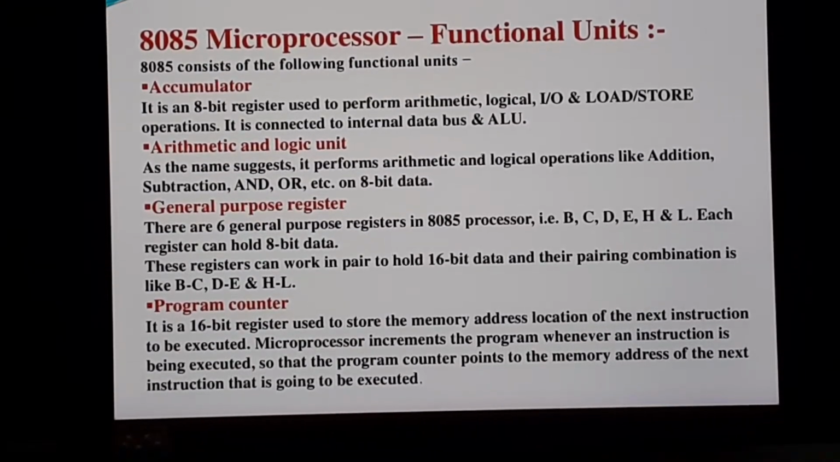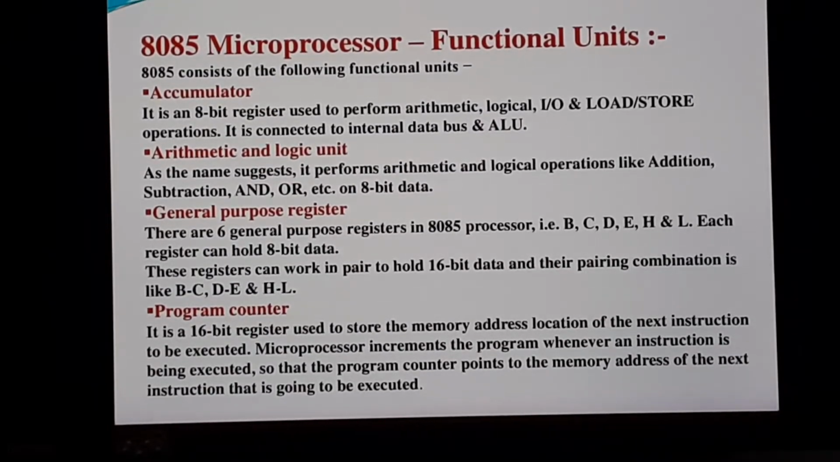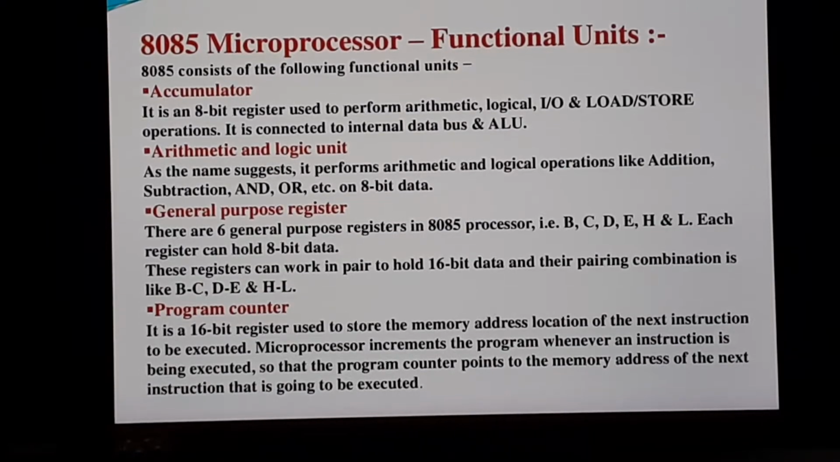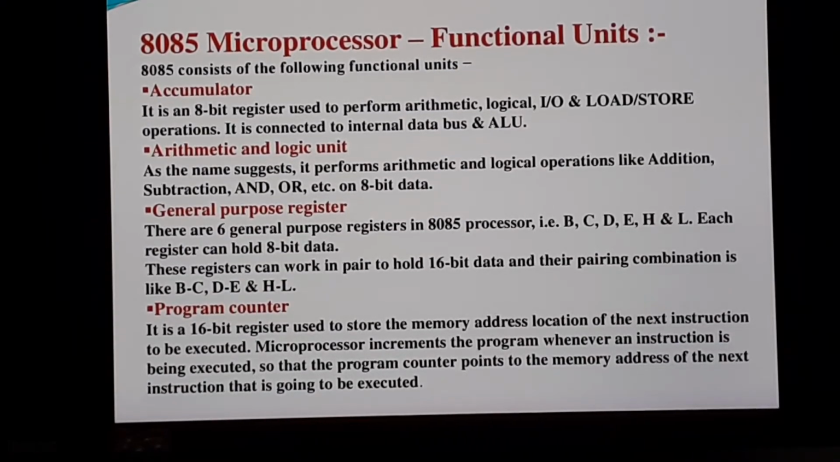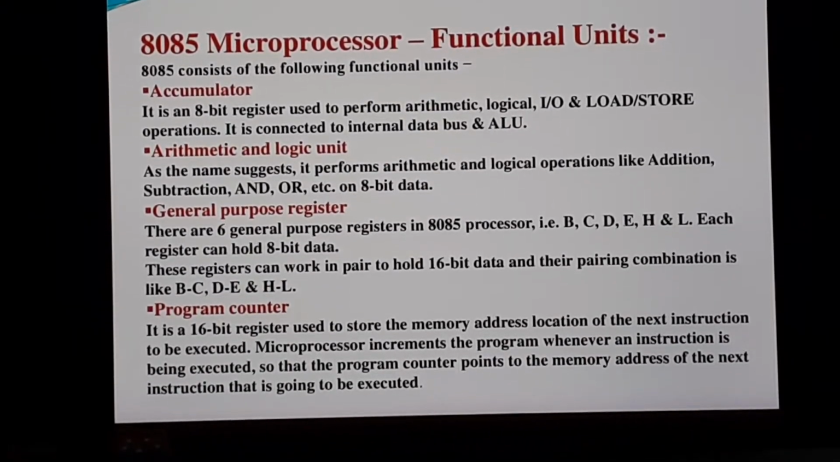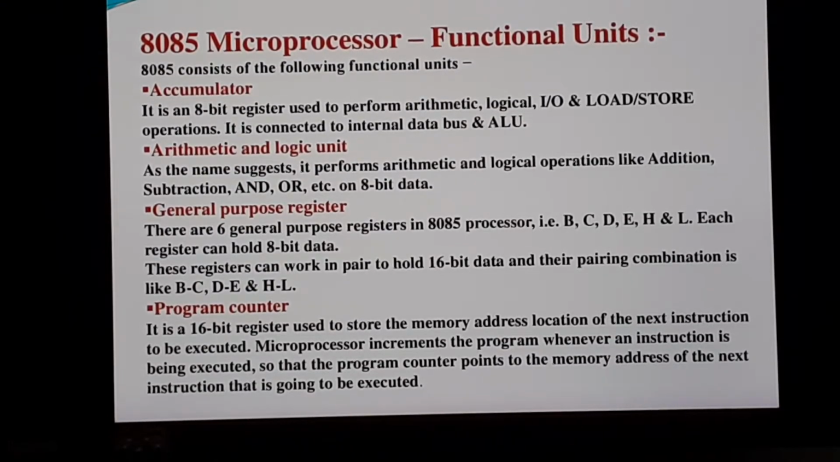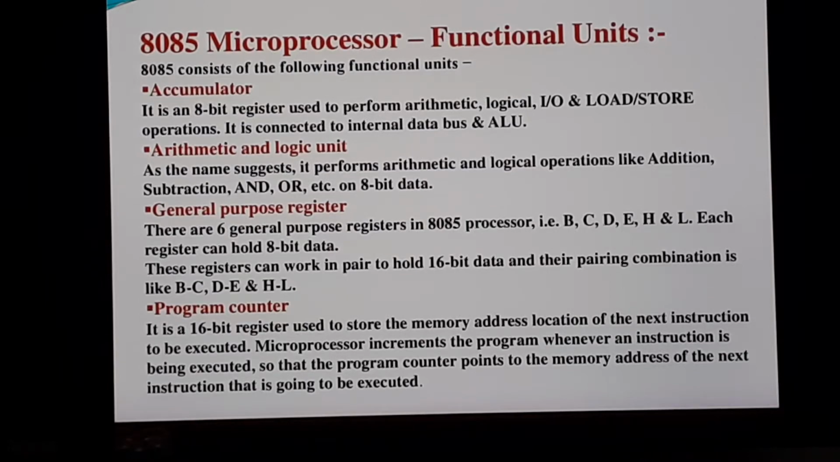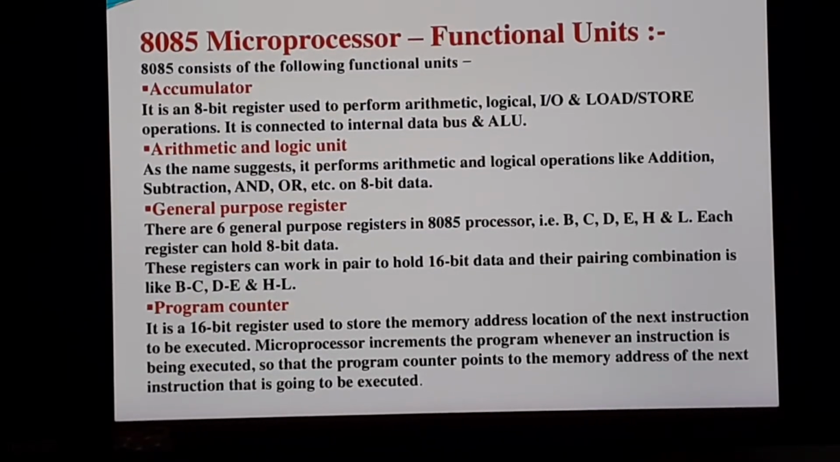The next is program counter. Program counter is nothing but again a register, but it is of 16-bit. That is, it contains 16-bit, and it can be used to store the memory address location of the next instruction to be executed. So the microprocessor will increment the program counter whenever an instruction is being executed, so that the program counter will point to the memory address of the next instruction which is going to be executed.